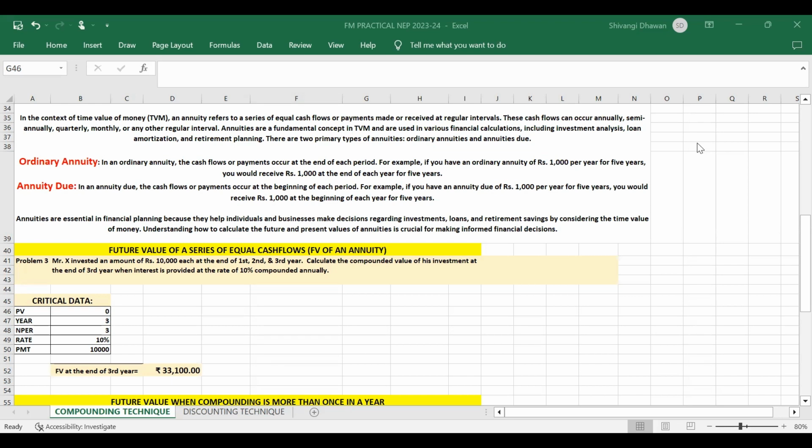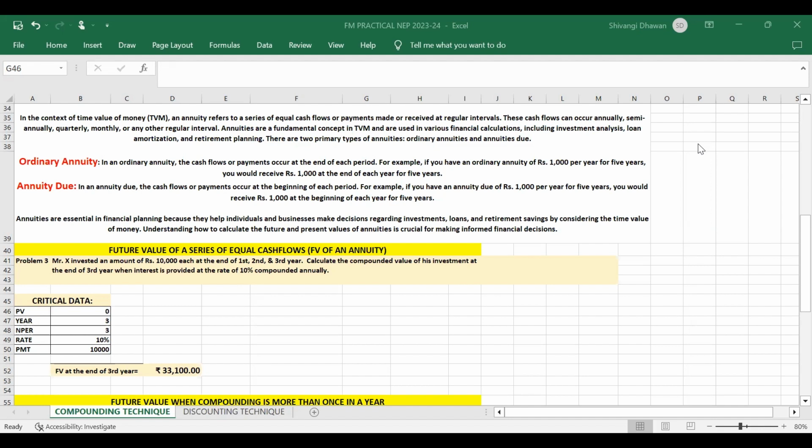Hello and welcome everyone. In the last video, we discussed the concept of time value of money, compounding technique. We discussed the cases of calculating future value of a single present cash flow and future value of a series of unequal cash flows. In this video, we will be discussing three other cases of compounding technique, that is future value of a series of equal cash flows, that is future value of an annuity, future value of an annuity due, and future value when compounding is more than once in a year.